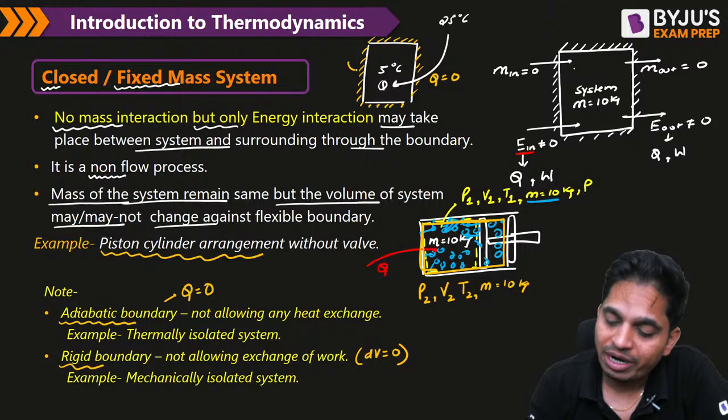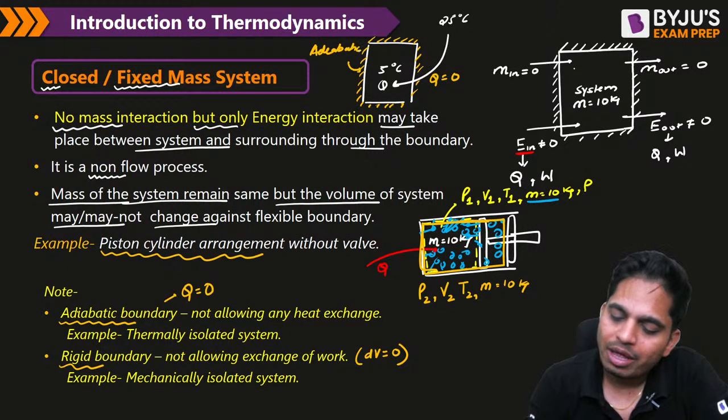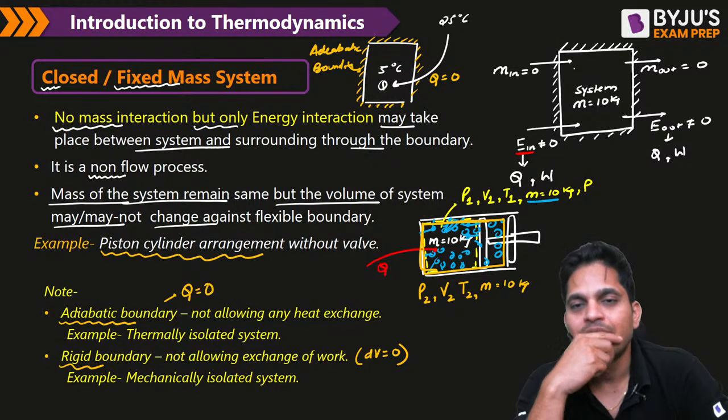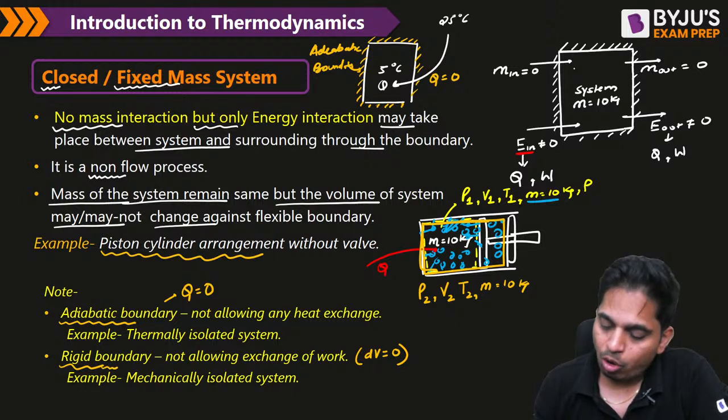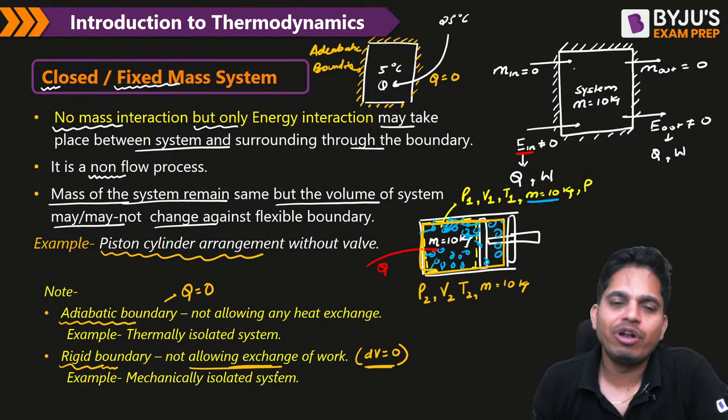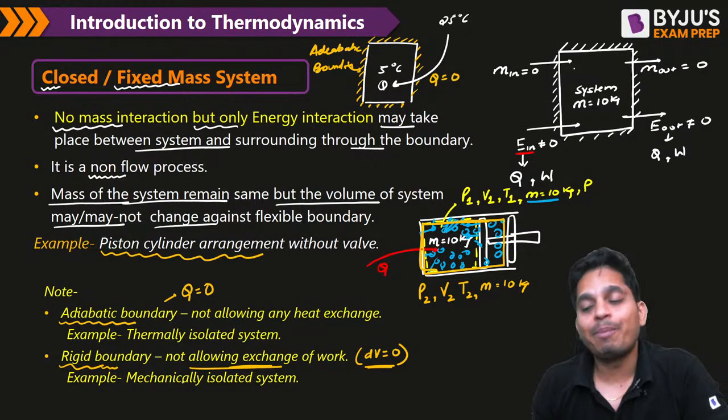So how is this boundary? This is adiabatic. A boundary that will not allow any heat transfer is called an adiabatic boundary. And a rigid boundary is a boundary whose volume will not change. Now it will not allow any exchange of work, that we'll understand later. But right now just understand if the volume of the boundary cannot change.